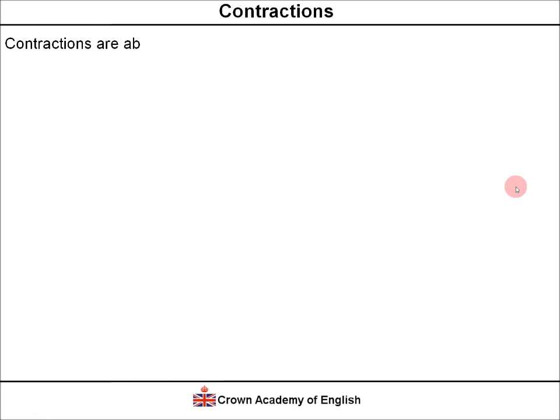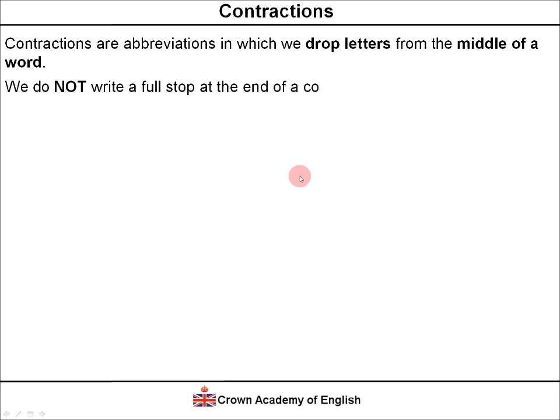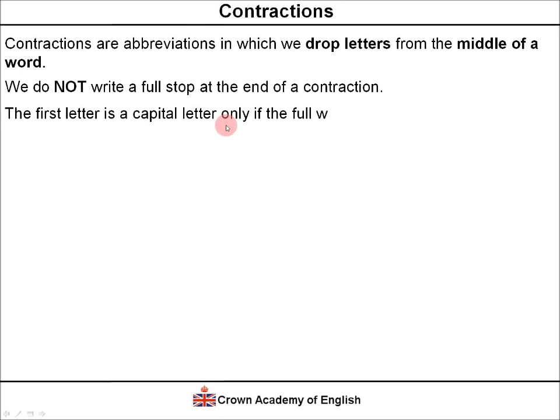Contractions. Contractions are abbreviations in which we drop letters from the middle of a word. From the middle. And we do not write a full stop at the end of a contraction. The first letter is a capital letter only if the full word starts with a capital letter. So this is the same rule every time.